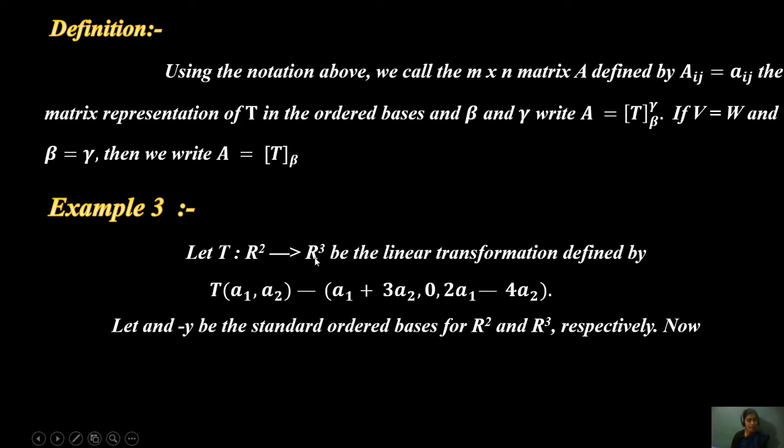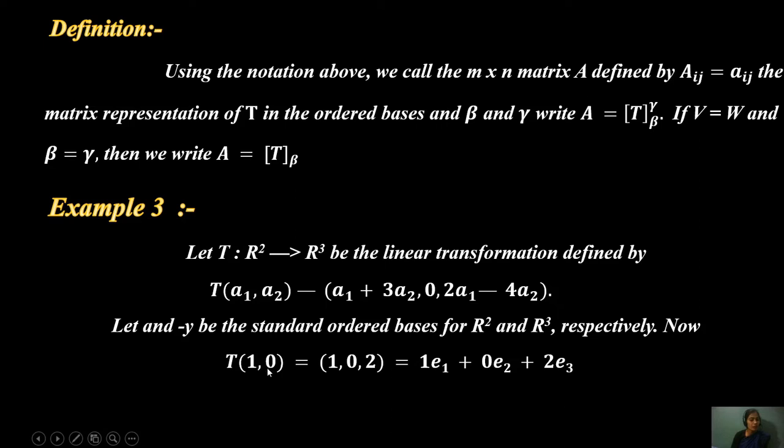Let T: R^2 → R^3 be the linear transformation defined by T(a1, a2) = (a1 + 3a2, 0, 2a1 − 4a2). Let β and γ be the standard ordered bases for R^2 and R^3 respectively. Now we consider β as the standard ordered basis for R^2 and γ as the standard ordered basis for R^3.